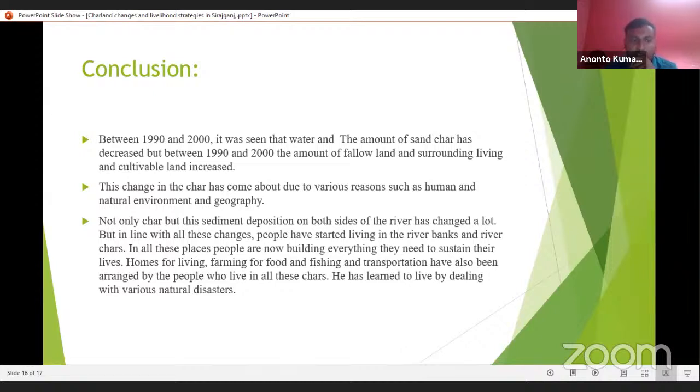But along with all the changes, people have started living on the river bank and river chars. In this place, people are now building everything they need to sustain their lives: a home for living, farming for food, fishing, and transport. People who live in the chars have also learned to live by dealing with these various disasters.